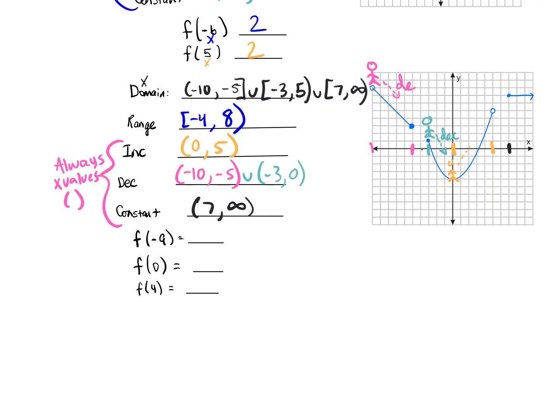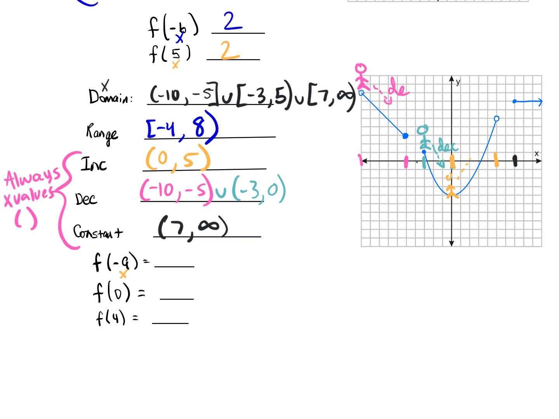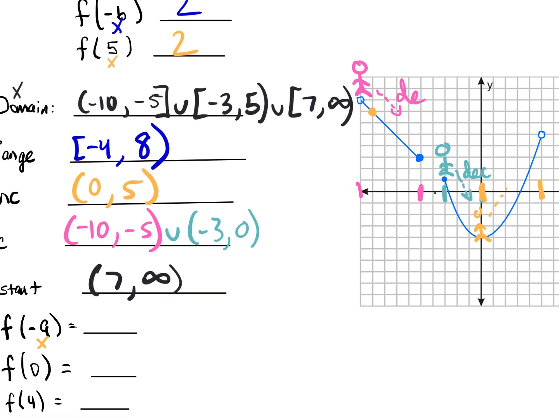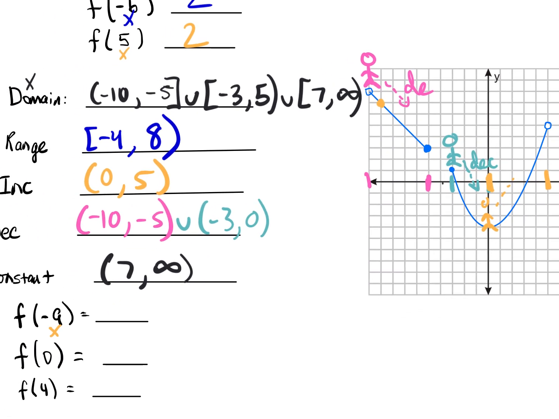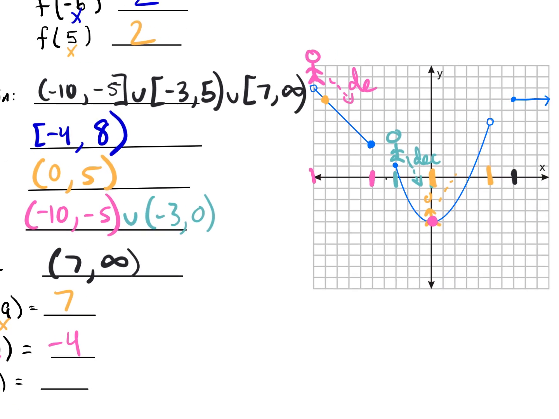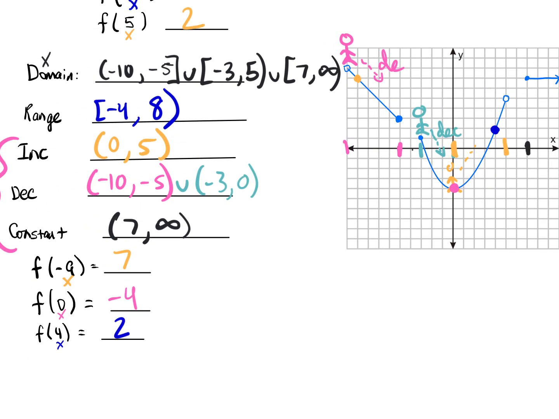All right, let's do the last three now. So f of -9. This is talking about the x value. So when our x is -9, we're going to jump to our graph here. What's our y? 7. Then when x is 0, we're going to go to where x is 0, jump to our graph. What's our y? -4. And then when x is 4, so 1, 2, 3, 4, jump to where our graph is. What's our y? 2. Awesome.